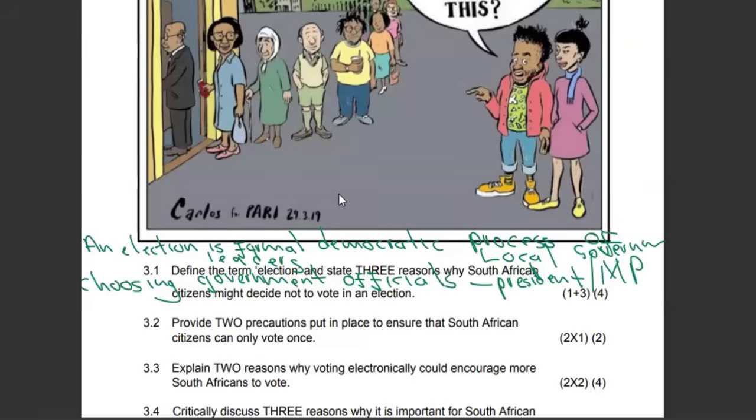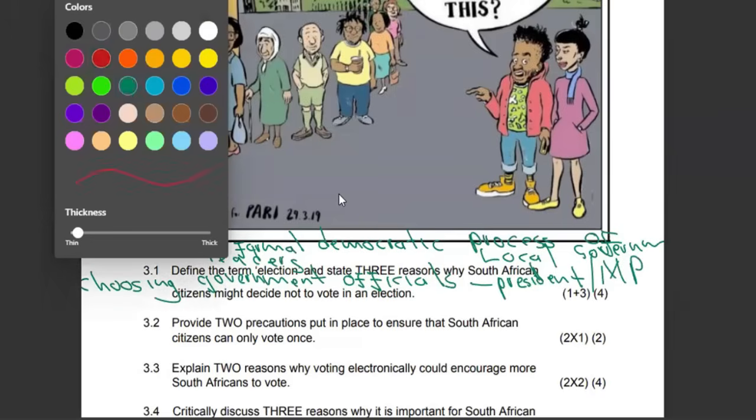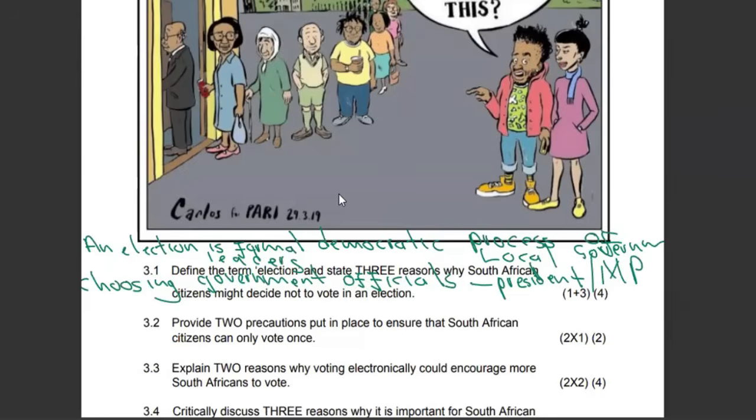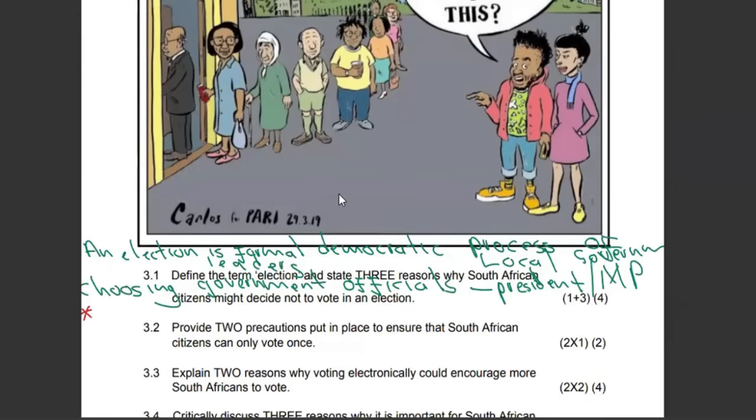Now, the second part of the question says 3 reasons why South African citizens might decide not to vote in an election. So there are various reasons why certain people would decide not to vote in an election. So the first reason is lack of trust. Lack of trust in the process.